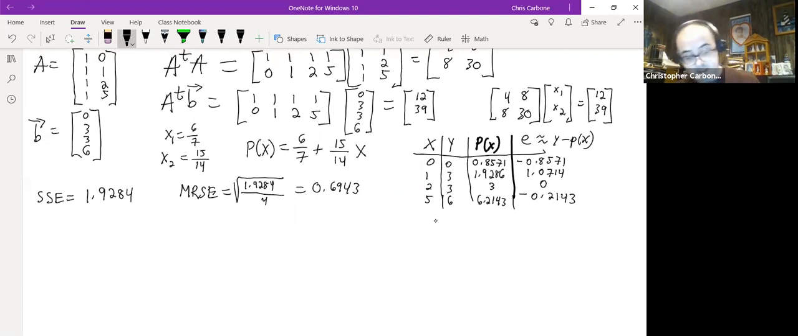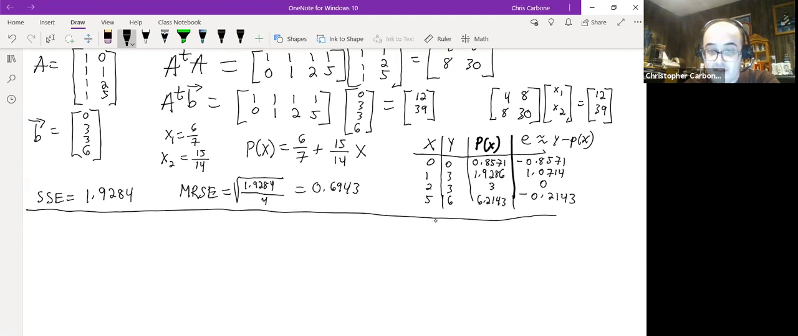The best solution, as I said before, is 1 minus the number of points. We had 4 points. So the polynomial that would fit it the best is actually a cubic. So I'm going to do a cubic, just to show off what that looks like. Matrix A now, since we're dealing with a cubic.